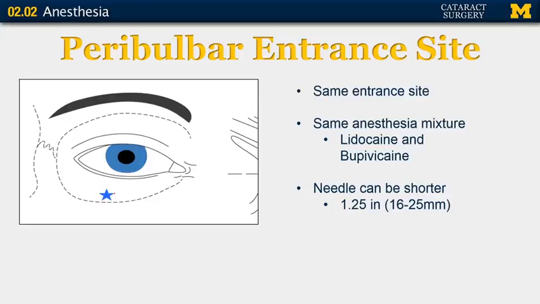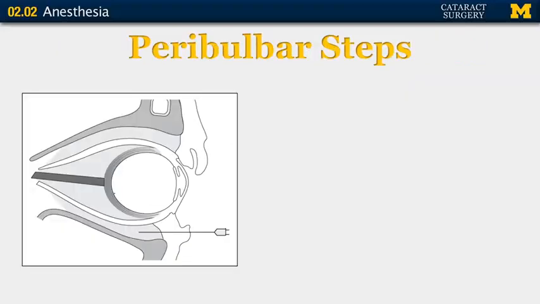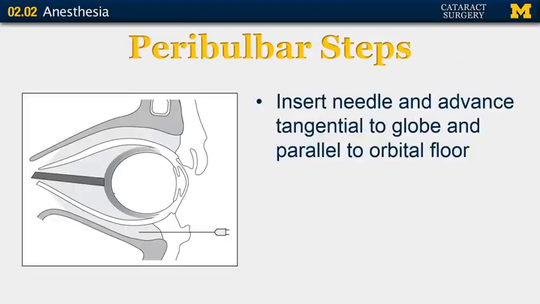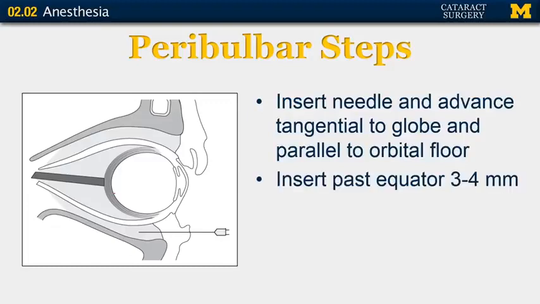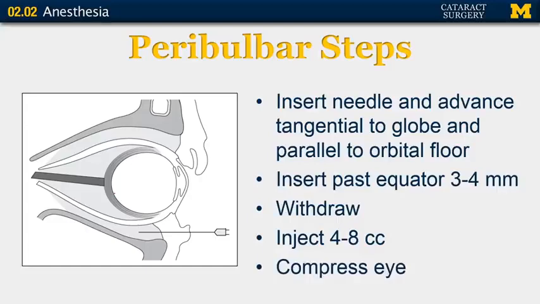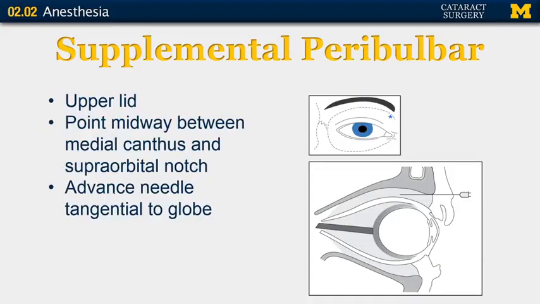The entrance site is the same as what you would do for your retrobulbar block, and you can use the same anesthetic mixture. The needle can be shorter, 1.25 inches or anywhere from 16 to 25 millimeters. The steps of the peribulbar block include inserting the needle and then advancing tangential to the globe and parallel to the orbital floor. You want to insert the needle about 3 to 4 millimeters past the equator, withdraw the plunger, and then inject 4 to 8 cc's of the anesthetic, then compress the eye.